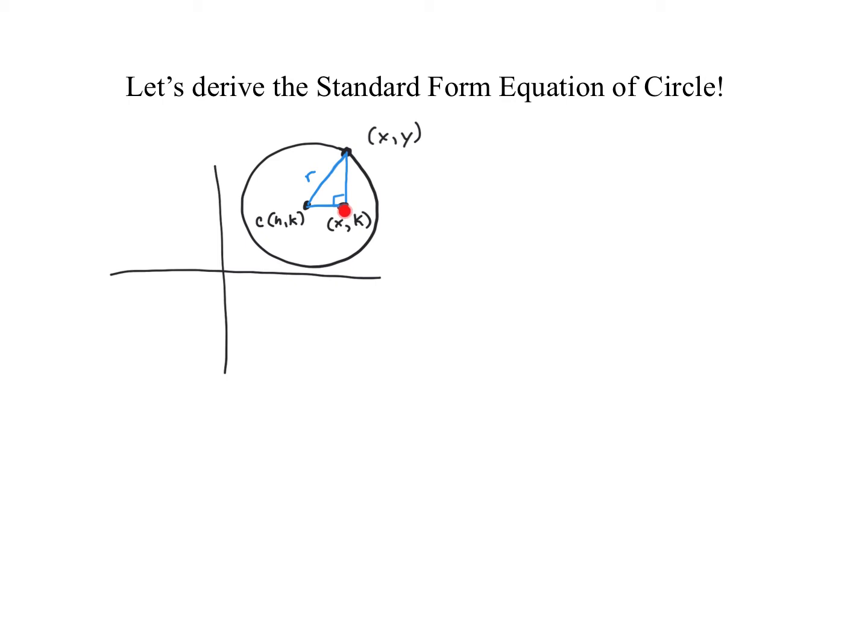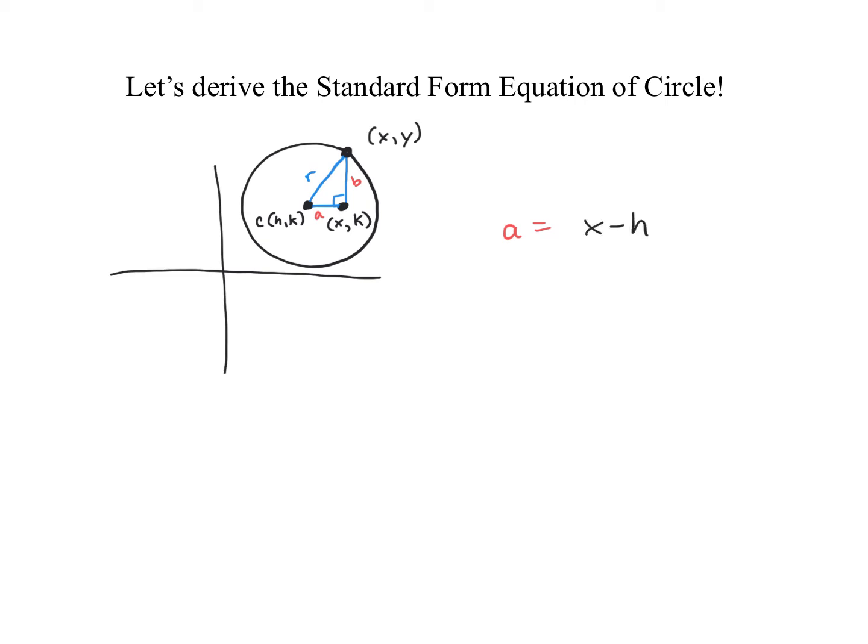Again, the x value of this coordinate is the same as the x value of the coordinate on our circle, and the y value of this coordinate is the same as the y value of our center. So now here we can actually use these coordinates to help us find the length of our two legs. So I'll call this a and I'll call this b. So for a, if we want to describe that length, it's going to be the difference of your x values, because it's horizontal. So we'll say x minus h.